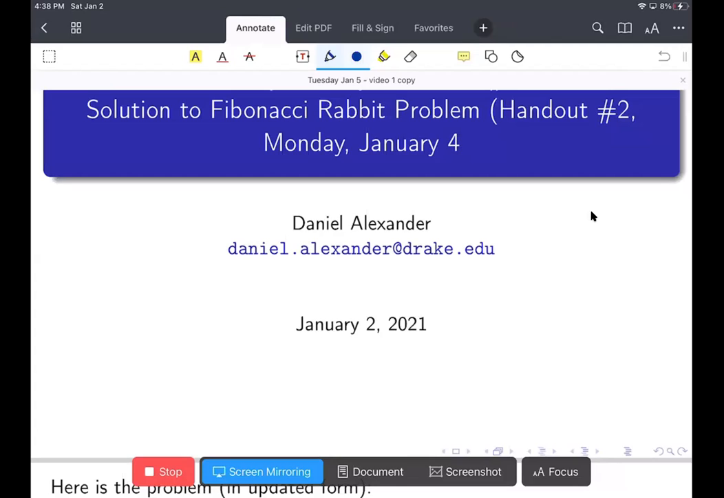Hello. I am going to go over the solution to handout number two. I'm recording this before class, so I don't know how far we got, but I suspect we might not have got all the way through it. Anyway, I want you to see a clean solution to this. So here we go. This is from handout number two.